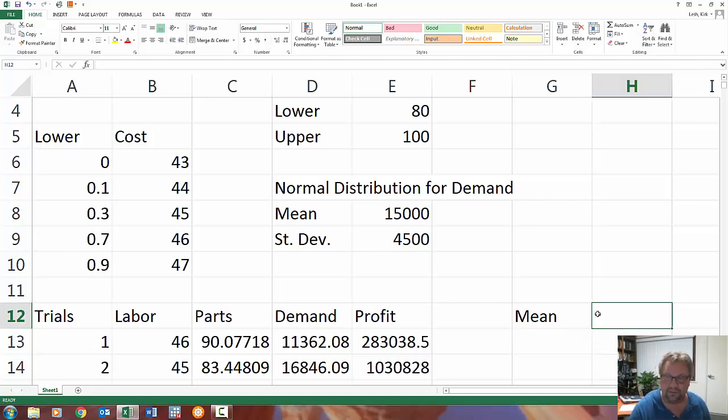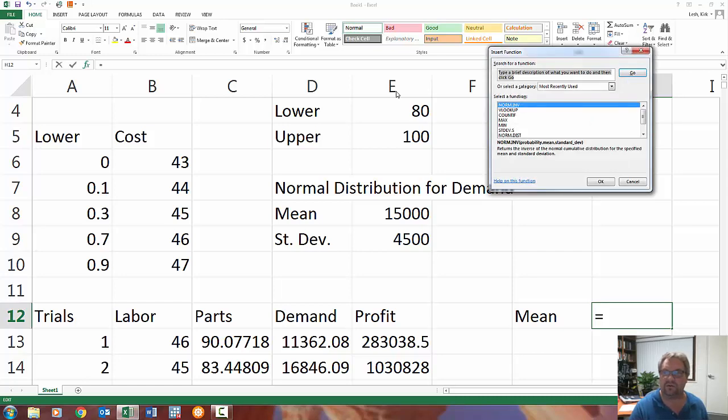So for example, let me take the average of these trials. Thought I had it in there. Average.